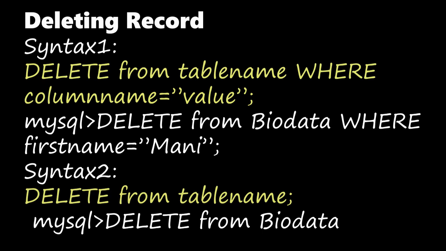Then where, W-H-E-R-E, and then column name is equal to, and we have to give the value inside the double quotes. And in every line, the last ending will be a semicolon. As I said before, every instruction will end with what? Semicolon. Here, delete from, then the table name. Here the table name is biodata, right? Delete from biodata where first name equal to, and you are giving a name inside the double quotes. This is the format to delete a single record.